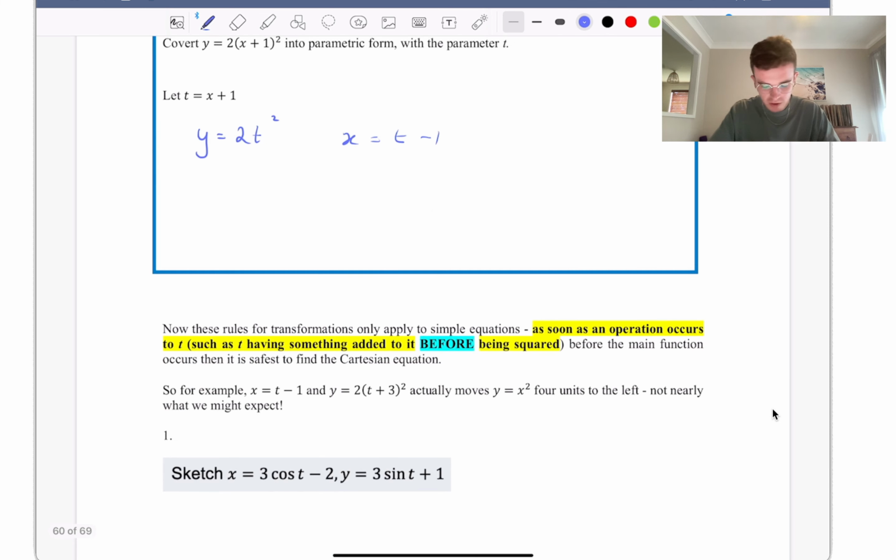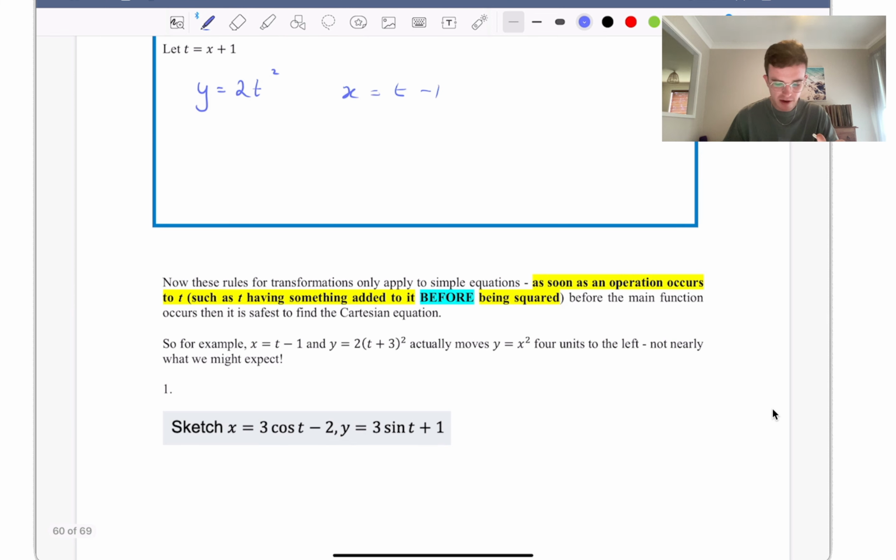Now, these rules for transformations apply only to simple equations. We're about to learn some rules of how to graph equations easily without having to convert them into Cartesian form, but they only apply to simple equations. As soon as an operation occurs to t, such as t having something added to it before being squared, before the main function occurs, then we need to find the Cartesian equation. So for example, x is t minus 1 and y is t squared actually moves y equals x squared 4 units to the left. Not what we would expect.